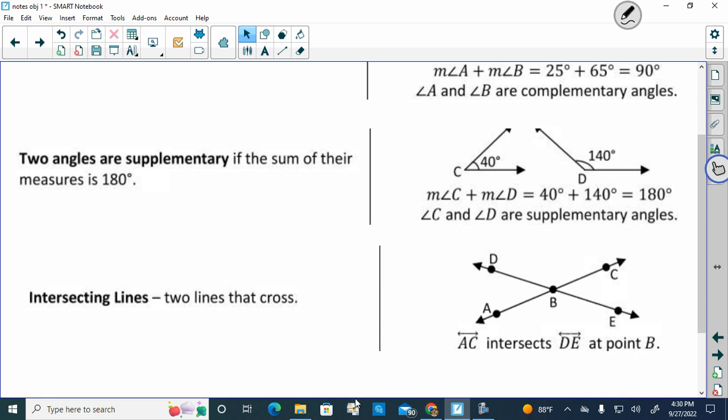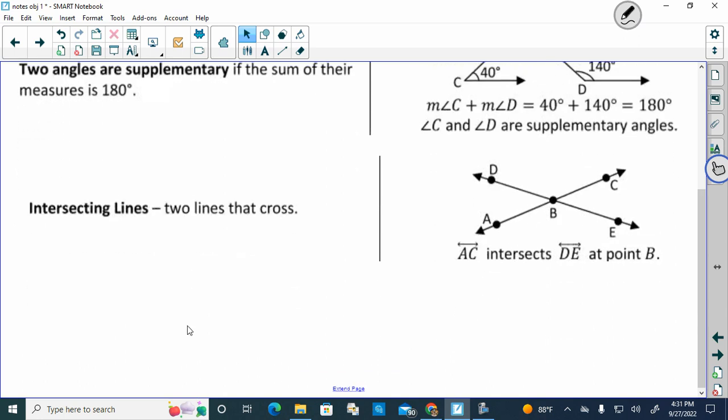Then intersecting lines are lines that cross each other, so their intersection is a point. So you have a line here and a line here, and where they cross is a single point. And remember, points have to be single capital letters.